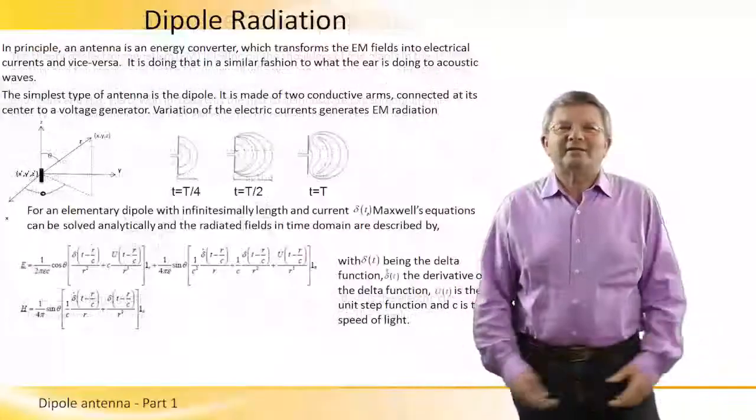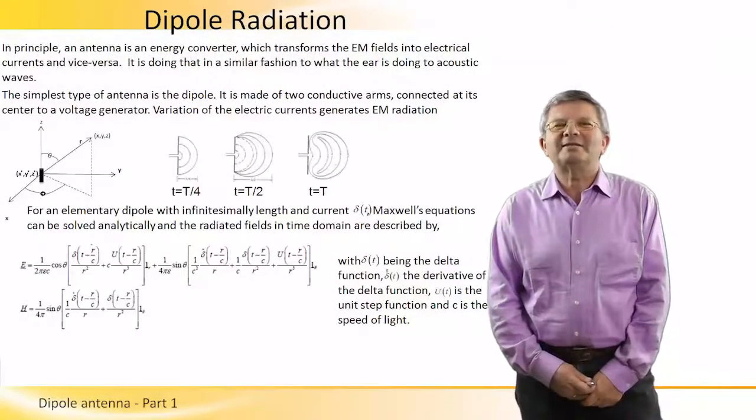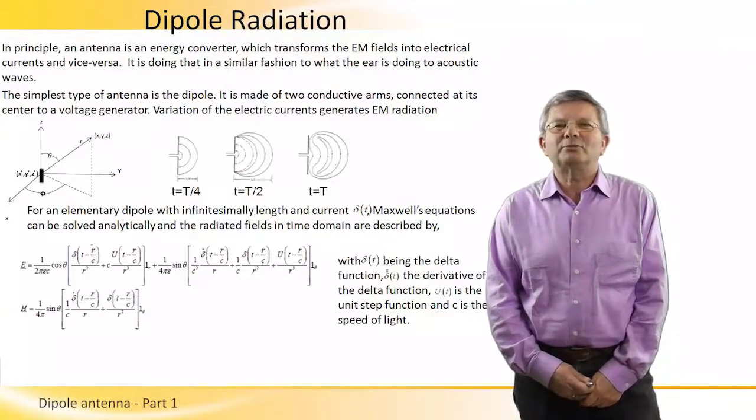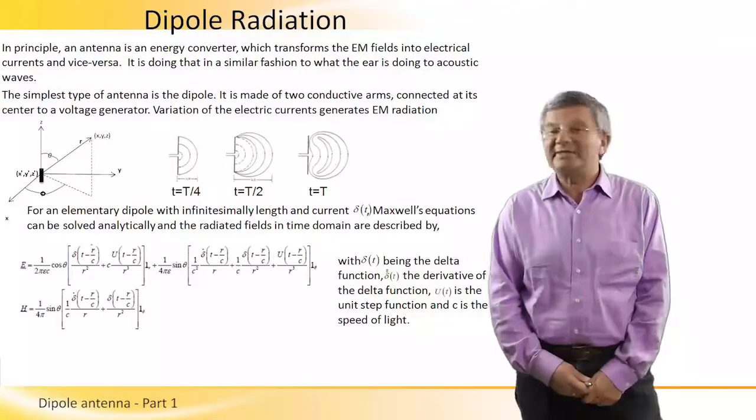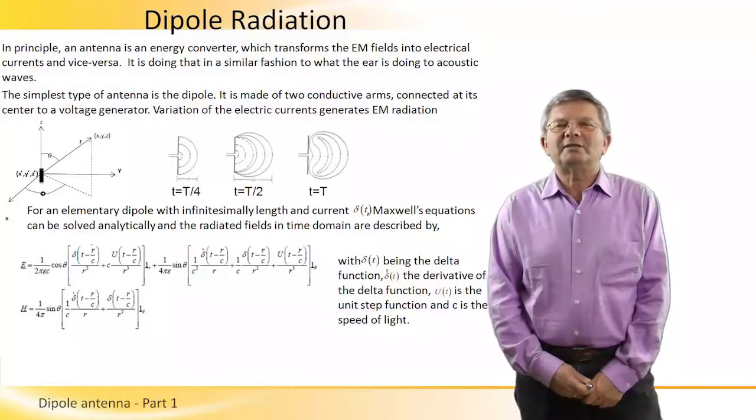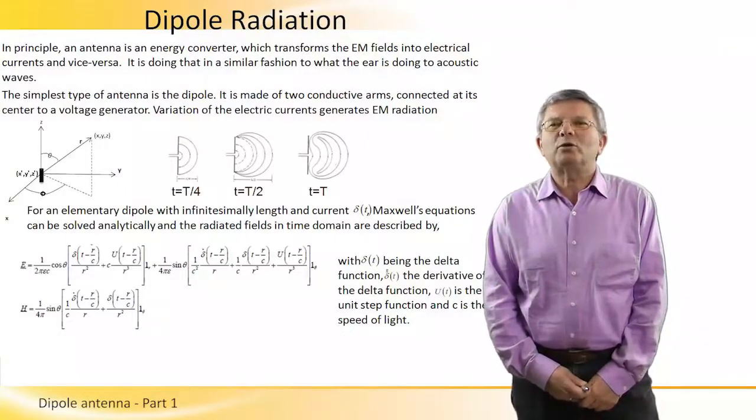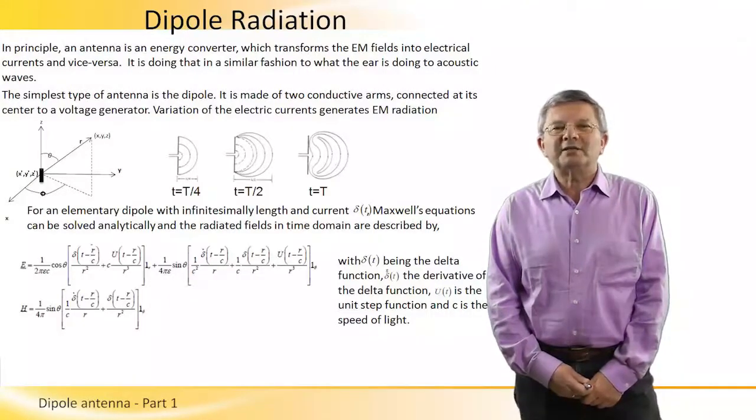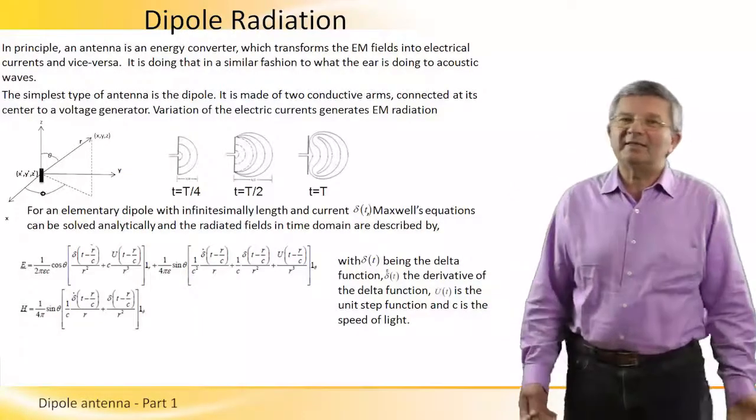So what is an antenna? In principle, an antenna is an energy converter which transforms electrical currents into electromagnetic fields, and vice versa. It does that in a similar fashion to what a speaker does to acoustic waves, or the ear to the acoustic waves. The simplest type of antenna is the dipole.